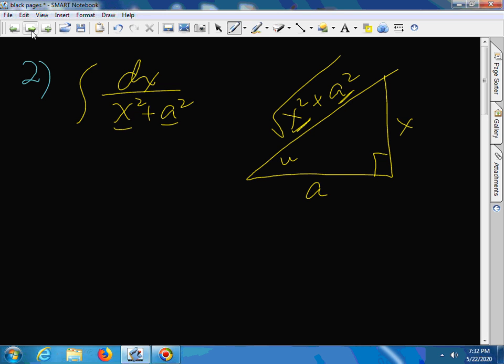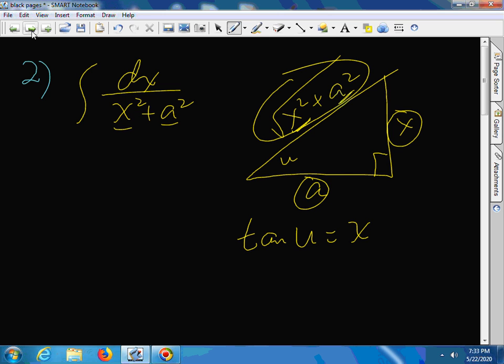Okay? Now, once again, I need to find dx. So I try to find the simplest function that involves x. Well, x over a seems simpler than x over this square root. So I say that the tangent of u is opposite over the adjacent, x over a. So taking differentials, a secant squared u du equals dx.